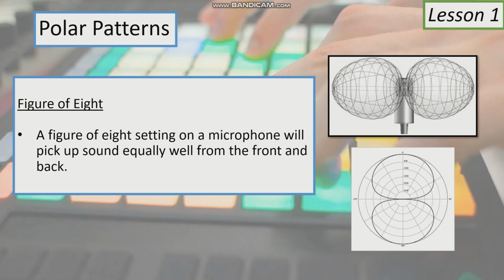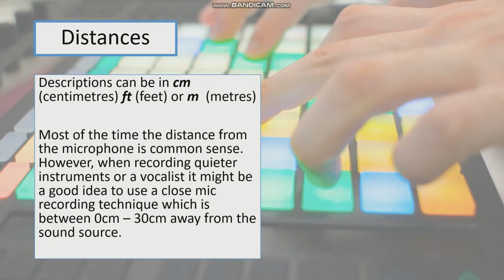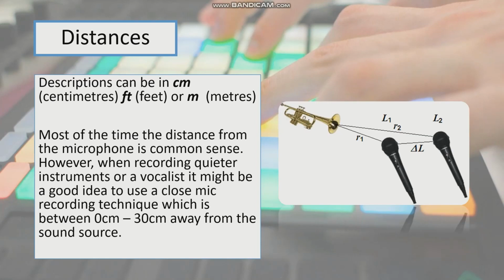So like number 8, it picks up on equal sides of the microphone at front and back. So moving on to talk about distances. Now, when we are planning on recording, we have to select obviously which type of microphone we're going to use, and we also have to select which polar pattern we're going to use. But another main consideration is how far away you're going to place the microphone from the sound source.